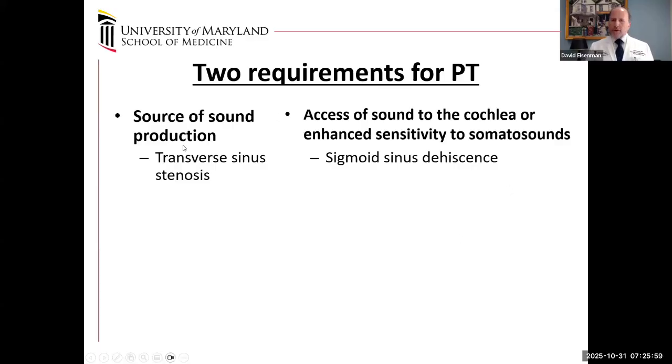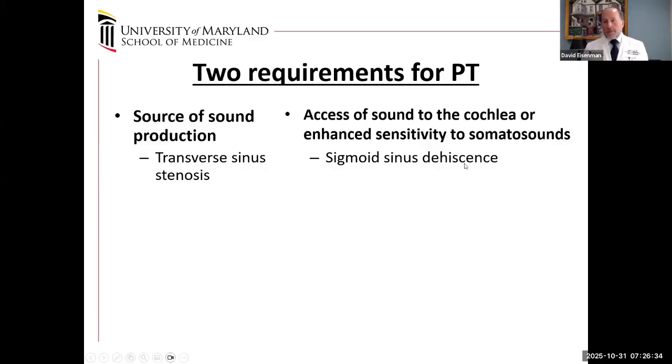You need something to make noise, in this case, transverse sinus stenosis. You need something that lets you hear that noise. In most cases, a sigmoid sinus dehiscence. You might have thought that the diverticulum was what was making the noise, but it's really not the case. Every symptomatic diverticulum that you will see also has a dehiscence overlying it. You'll see diverticula that are completely covered by bone. I've never seen a symptomatic one that was completely covered by bone. They all have some dehiscence.